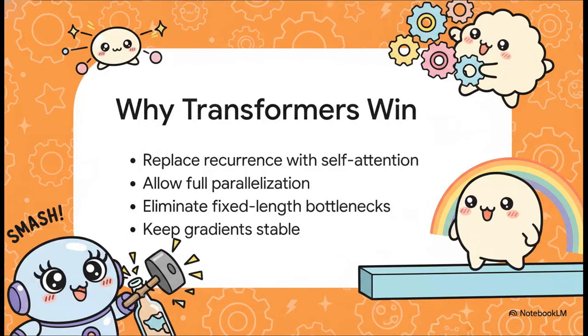When you answer this, you definitely want to drop these exact key phrases to look like a total pro. Highlight that transformers win because they replace recurrence with self-attention. Mention that this enables massive parallelization, eliminates those fixed-length bottlenecks, easily learns long-range dependencies, and keeps gradients stable. That last part, stable gradients, interviewers absolutely love hearing that.